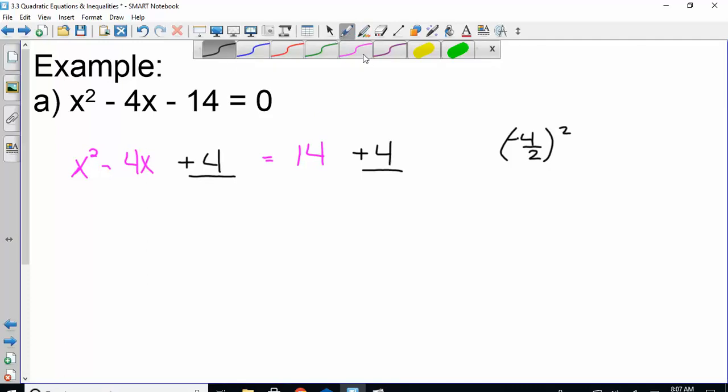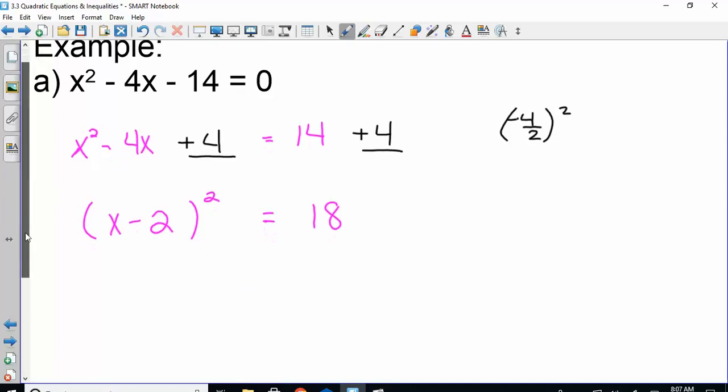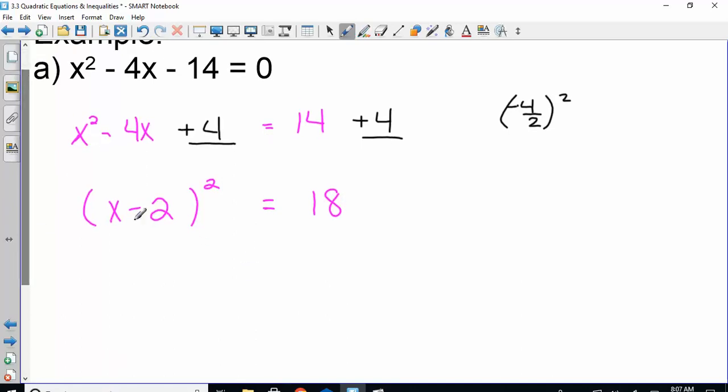So now this should factor, and it should be a perfect square. What multiplies to 4 and adds to negative 4? Negative 2 and negative 2, or I could write it as x minus 2 squared. Okay, 14 plus 4 is 18. Now this is more like a problem I would have given you yesterday. What would you do if you're trying to get x by itself? And when you take a square root, you need plus and minus.